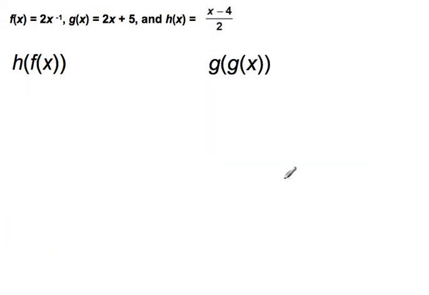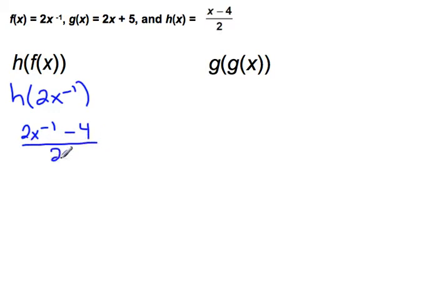H of f of x. Let's plug in. This will be h of 2x to the negative 1. Okay. And now we go to h of x. I'm going to take out this x right here, and I'm going to put 2x to the negative 1 in its place, minus 4 over 2. Okay. Now, if I were going to rewrite this, it would be 2 over x minus 4 over 2.